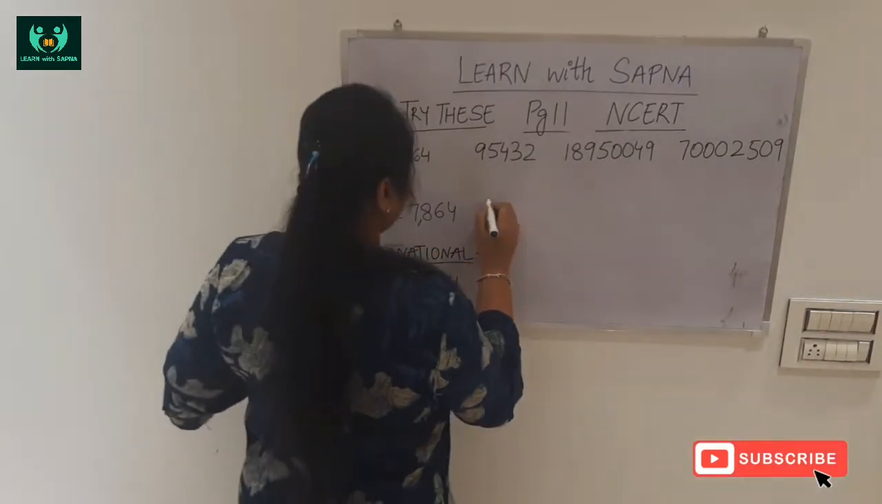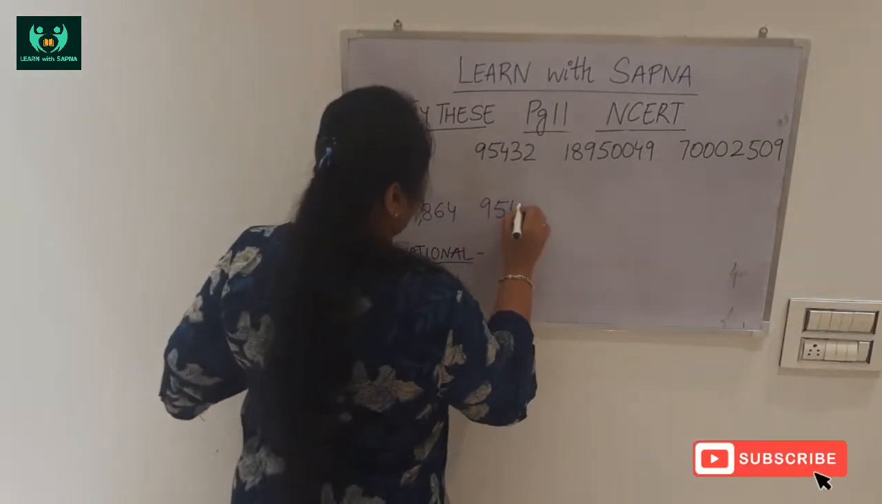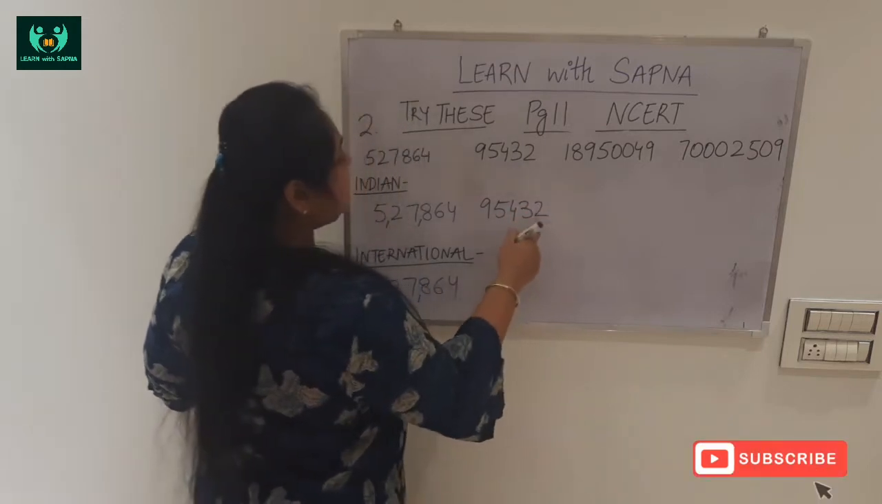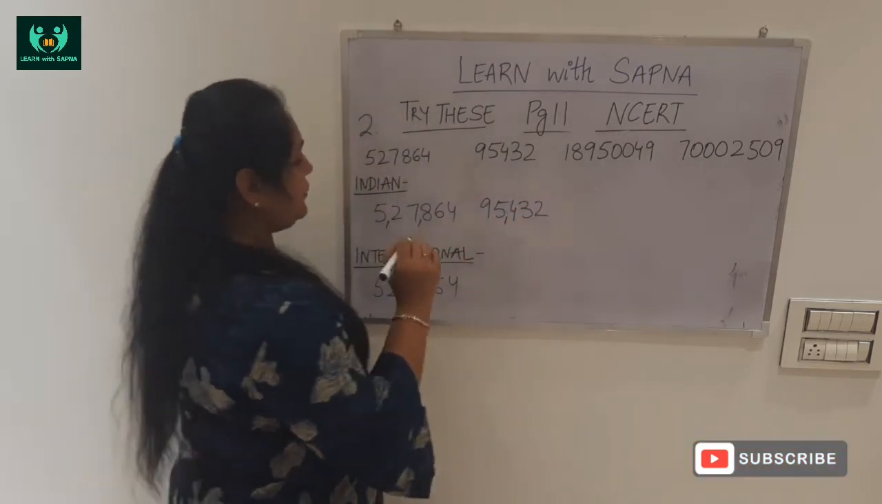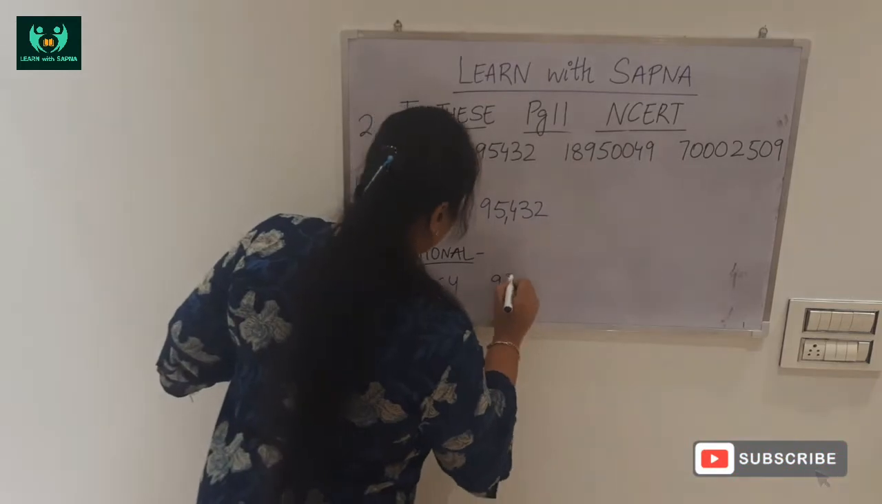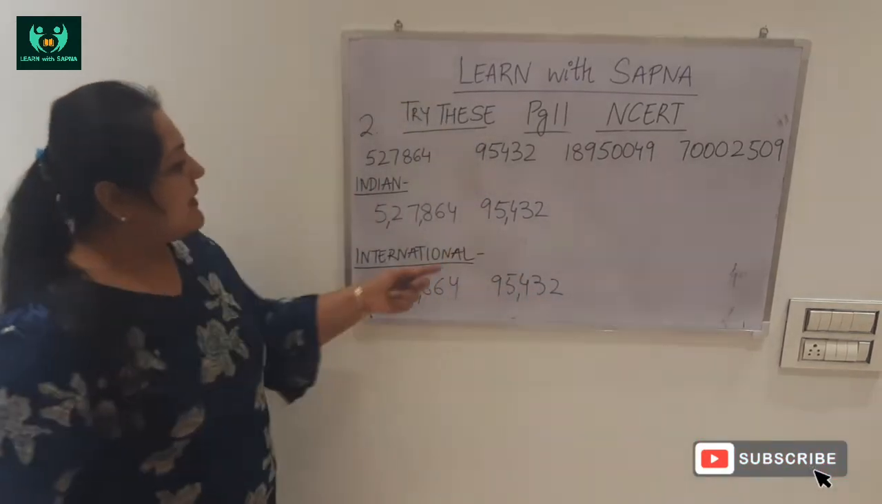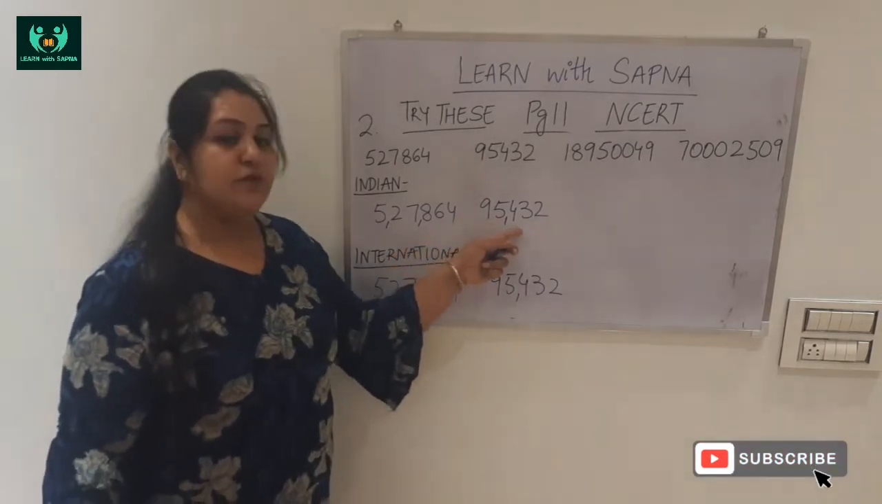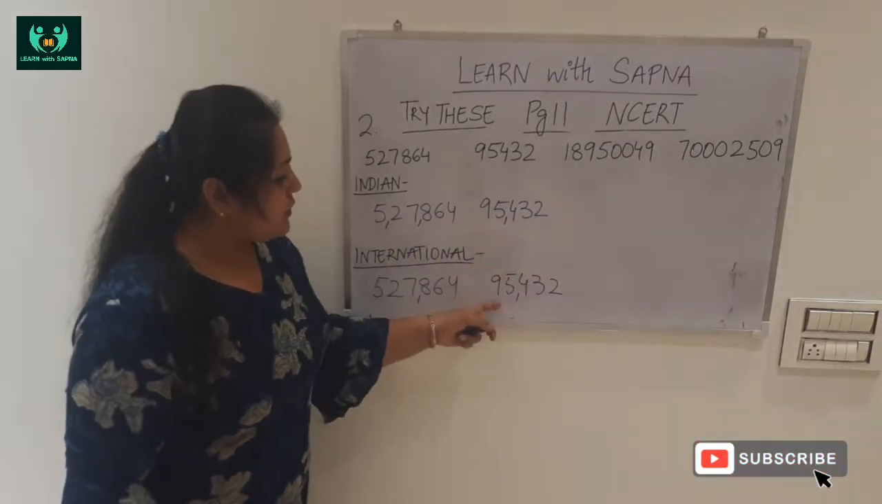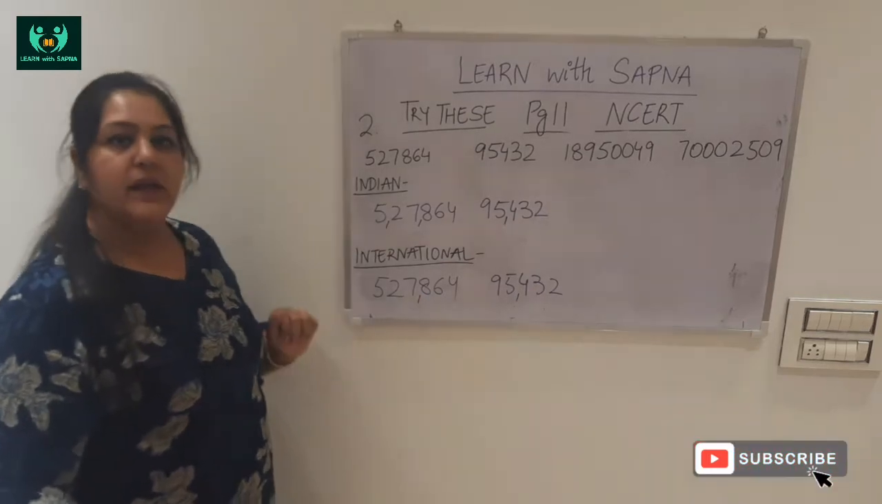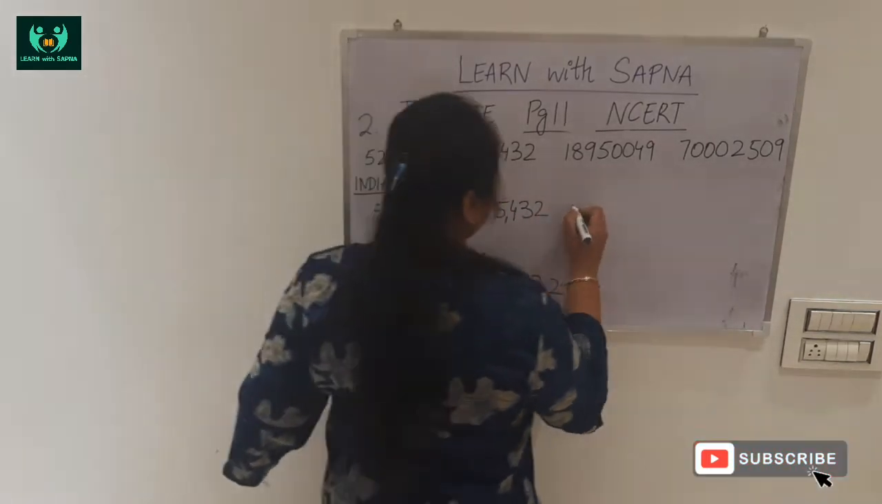Next, come to the next one. Now here ones, tens, 100, comma, and 1000. In this case, both of them have the same notation. Because we have 5-digit numbers, this will also read 95,432. This will also read 95,432.